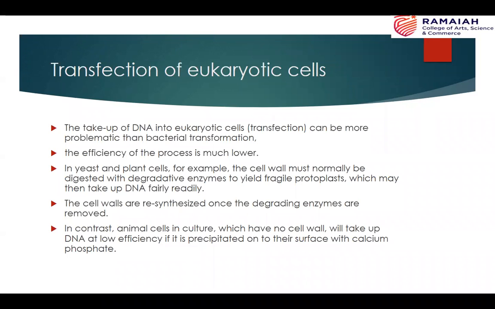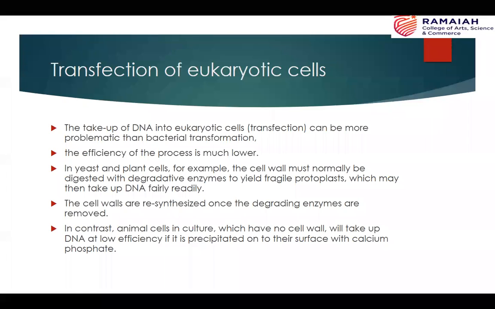So when your eukaryotic cell is a yeast or plant cell, since they have a cell wall, first you need to digest these cell walls by treating these cells with degradative enzymes so that their protoplasts are exposed, and this exposed protoplast will be able to take up the DNA readily. And the cell walls can be later resynthesized. Once you remove the degrading enzymes, the cells would be able to resynthesize the cell walls.